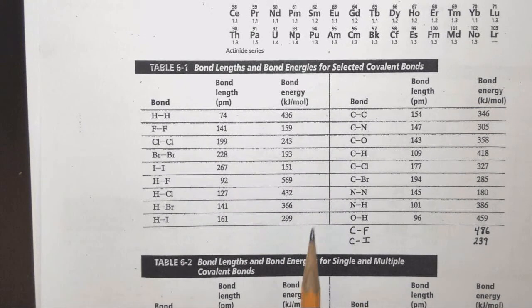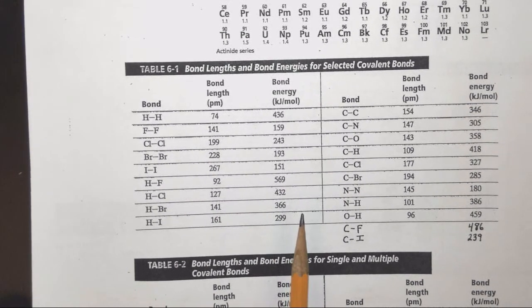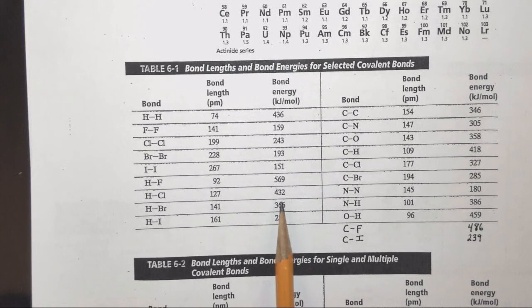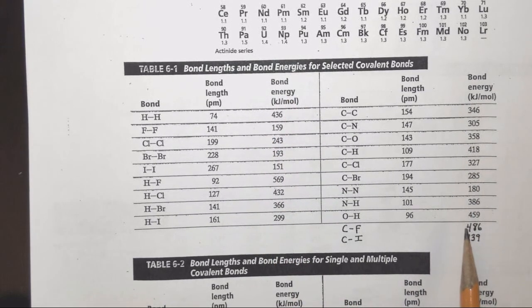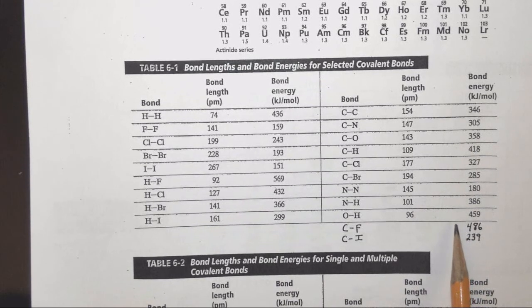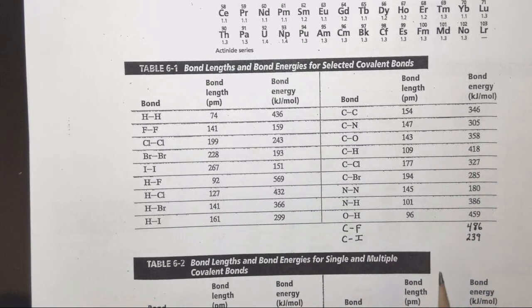So for covalent networks, we use bond energies as our way of interpreting which bonds are stronger. They're all strong, but obviously some are going to be stronger than others.